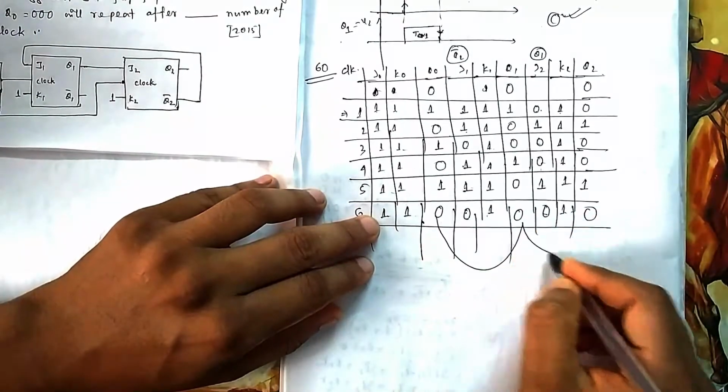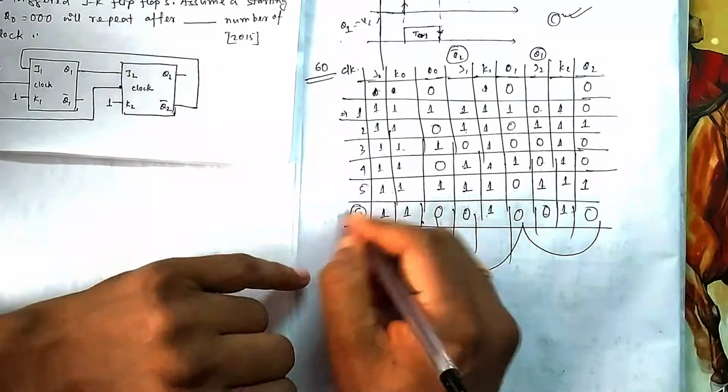Now you see this is repeating. So after how many clock pulses is it repeating? It is repeating after 6 clock pulses. So 6 is the answer.